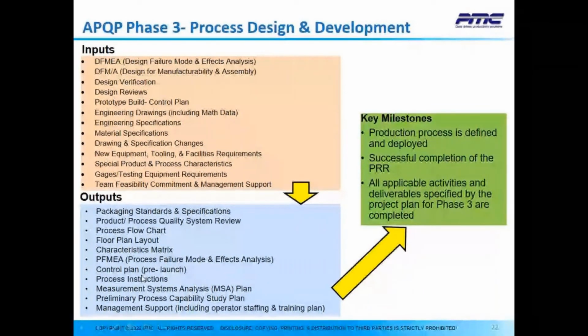Control plan, at this time in phase 3, we call it pre-launch or pre-production control plan. Process instructions, measurement system analysis plan, and preliminary process capability study plan, and finally management support. So we also expect these key milestones: production processes defined and deployed, successful completion of the production rate readiness, and again, all applicable activities and the deliverables specified by the project plan for this phase are completed.